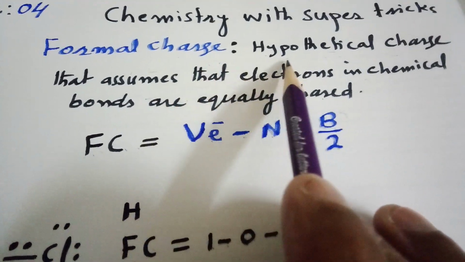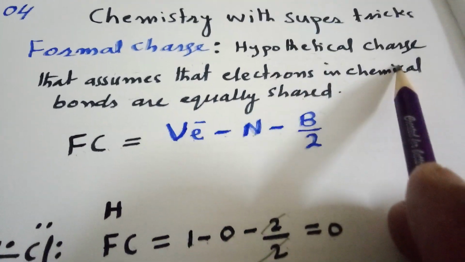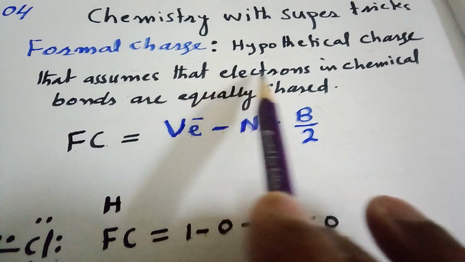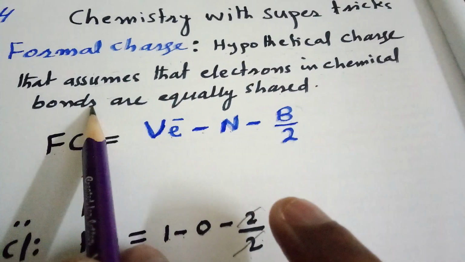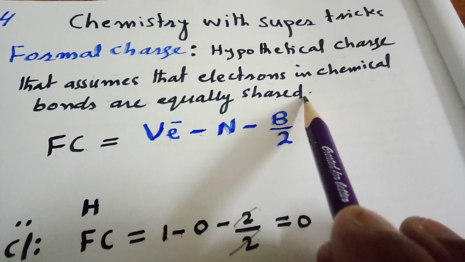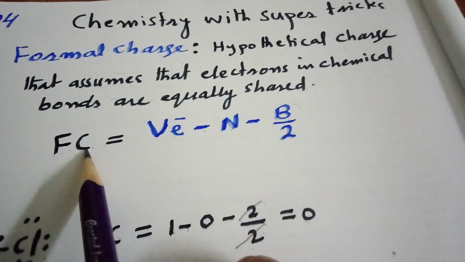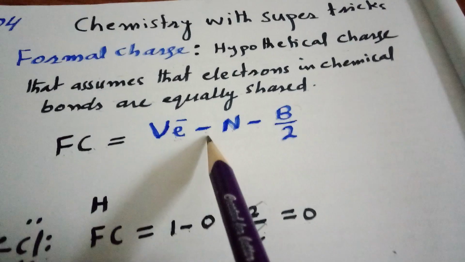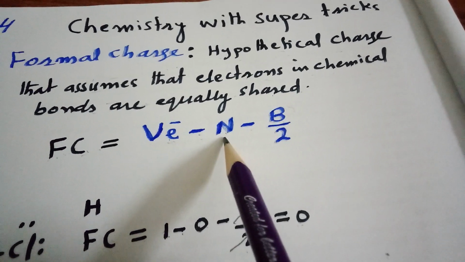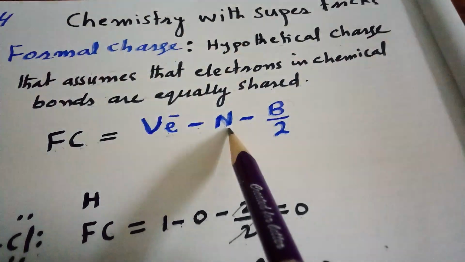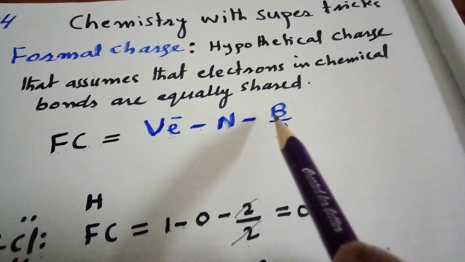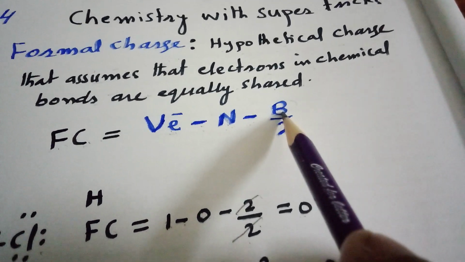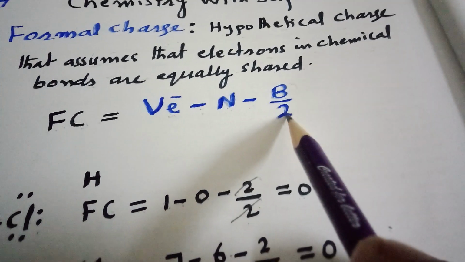Formal charge can be defined as a hypothetical charge that assumes that electrons in the chemical bonds are equally shared. So the formula for the formal charge is: number of valence electrons, minus number of non-bonding electrons or lone pair, minus B, where B stands for the bonding electrons, divided by 2.